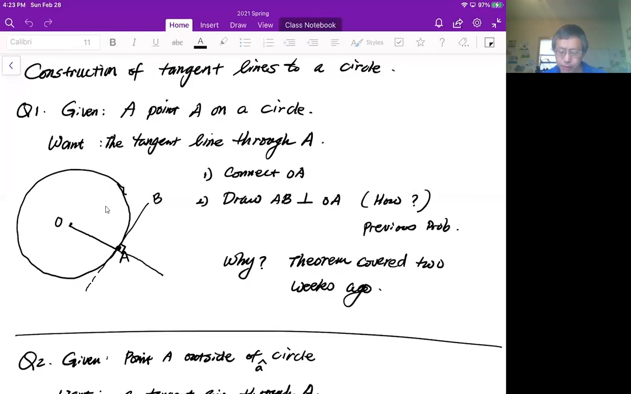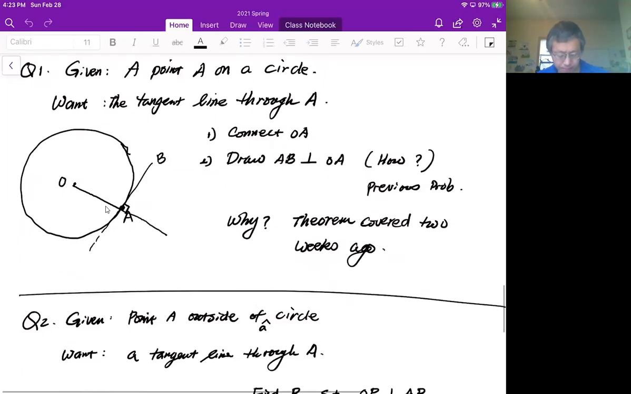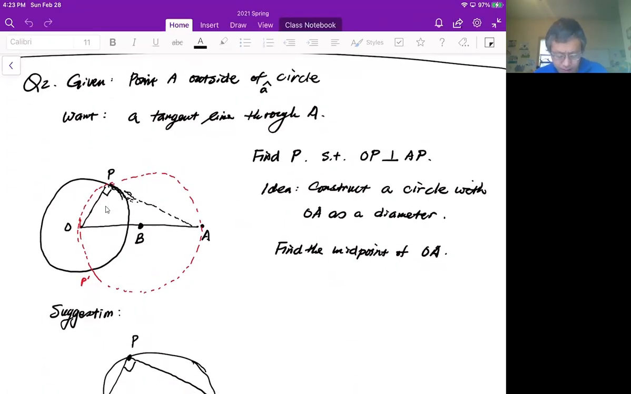Let's see, next one. Here's another one from last time, the second question. So what happens if A is outside of the circle? If A is outside of the circle, what do you do? We know that I need to have a point P here, so that OP is perpendicular to AP. All right, so that's the key idea. That's the main idea here. We stopped at that point.